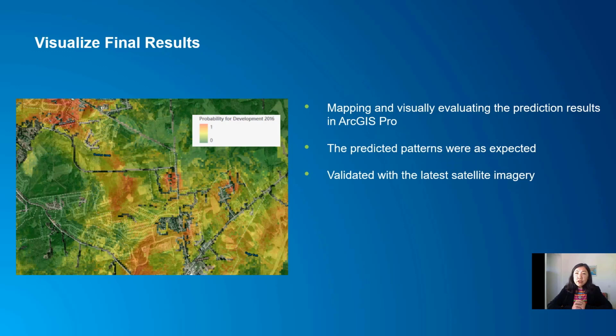As I mentioned earlier, our prediction results were based on 2016 land cover data. What is really interesting is that when we overlaid the prediction results with the 2020 satellite imagery base map, the predicted urban areas matched the actual urban areas showing in the latest satellite imagery, which validated our prediction.